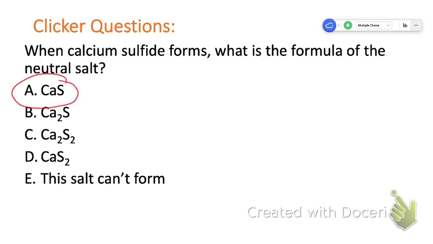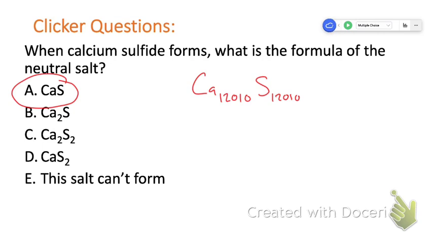So we always want to put the least number of each element that can form a neutral salt. So yes, if we were in the Magic School Bus and we dove down, we could find calcium sulfide, and if we look at a little block of it, it might have that many in one little cube. But we're not going to say that that's the formula for calcium sulfide. We're going to say, what's the smallest repeating unit that exists? So we always want to use the simplest numbers that get us to a neutral formula.